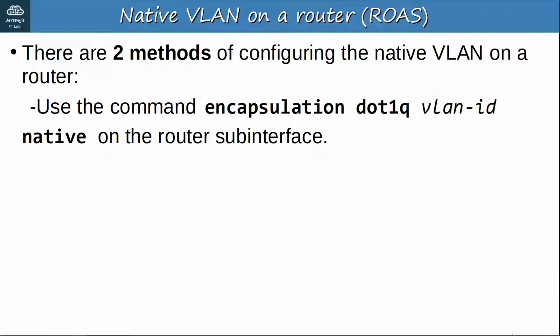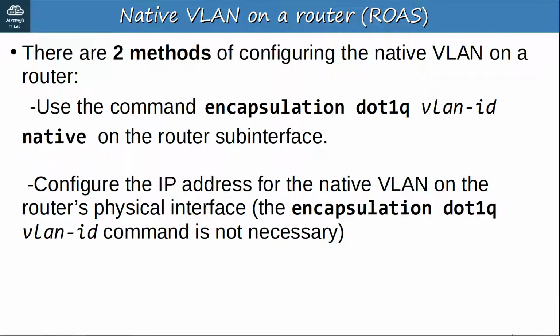The second option is to not use a subinterface at all, but just configure the IP address for the native VLAN on the physical interface of the router. The encapsulation dot1q command is not necessary in this case. Okay, let's look at each option. First, I will configure the first option.